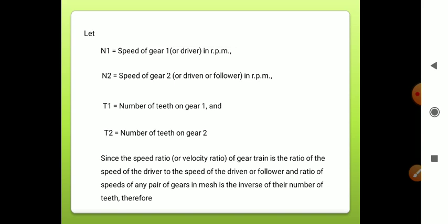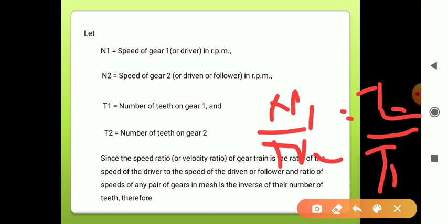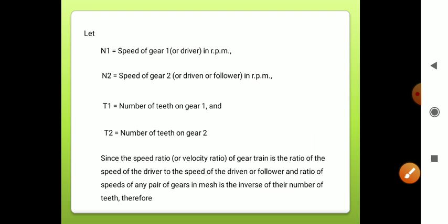That means the velocity ratio or speed ratio is given as the ratio of the speed of the driver gear to the speed of the driven or follower. The ratio of speeds of a pair of gears in mesh is the inverse of their number of teeth. That means N1 by N2 is equal to T2 by T1. The speeds are inversely proportional to the number of teeth.